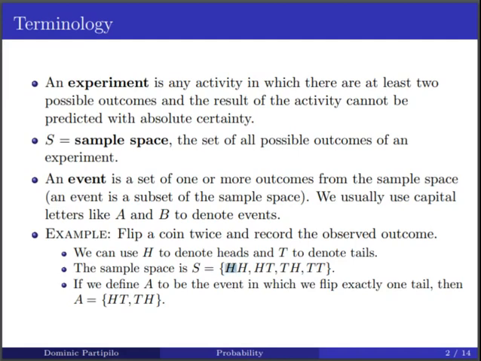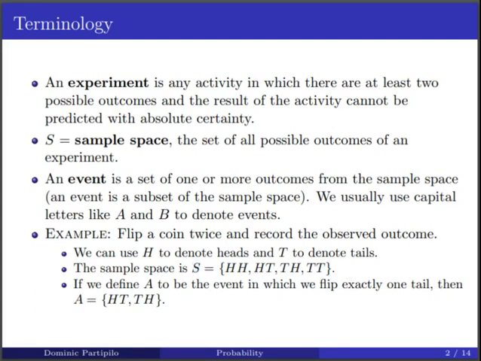Well, we could get heads and then heads. We could get heads and then tails. We could get tails and then heads. And then we could get tails and then tails. These are the only four outcomes that we could possibly end up with. So in this case, this set right here is what makes up our sample space, S.